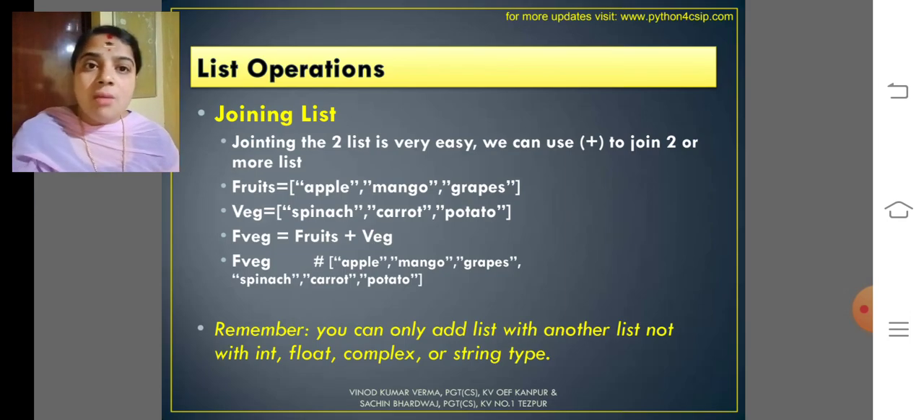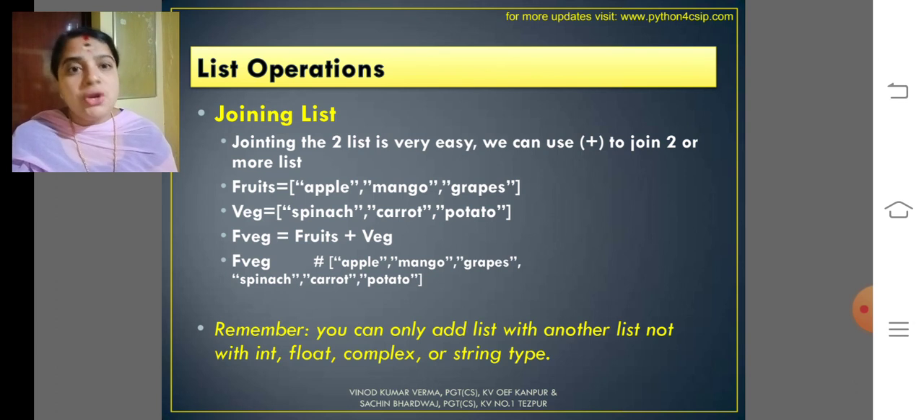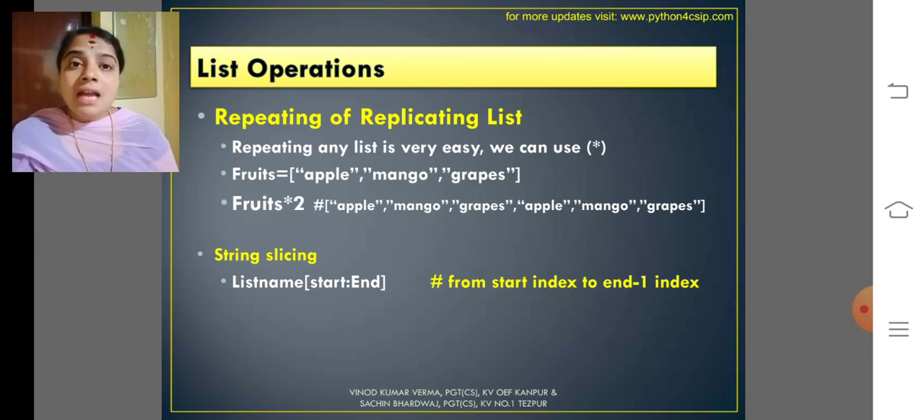Then list operations like joining a list. We can join two lists, that is fruits and vegetables, using the concatenation operator. Remember, you can only add a list with another list, not with an int, float, string, etc. It is very similar to the string function. And replication: fruits into 2. So the elements will be repeated 2 times: apple, mango, grapes, again apple, mango, grapes.